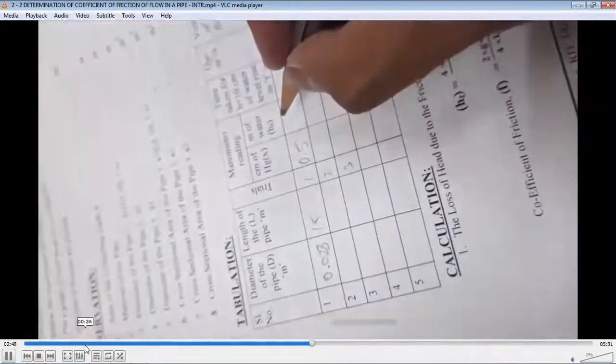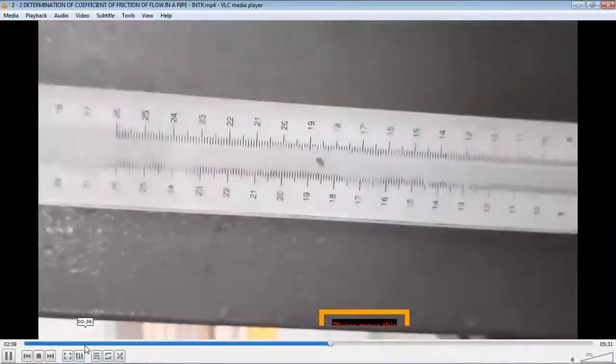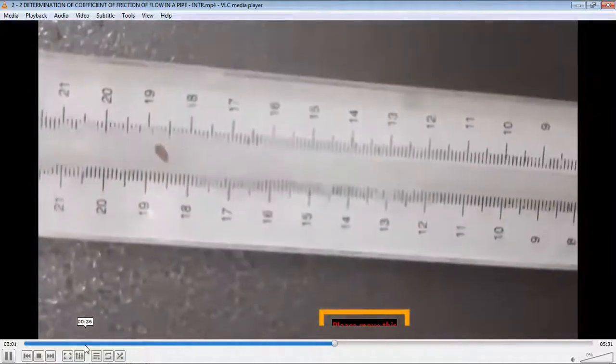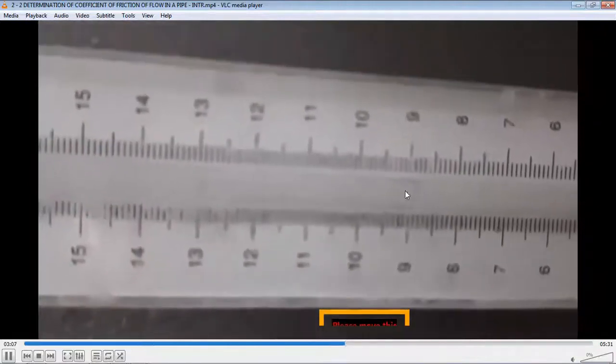Three different readings. Whatever H has come, you just note it down. Okay, that should be converted into meters. The equation is there. Follow that one. Now we are going to collect readings, one from the U-tube manometer, another from the measuring tank. That's all. See here, the water is rising up.